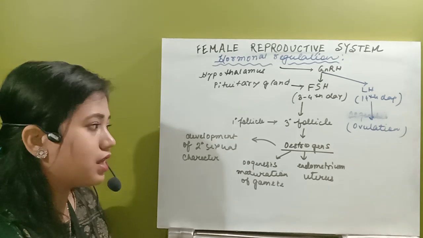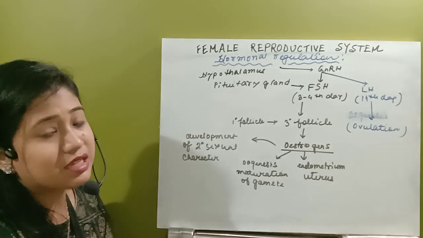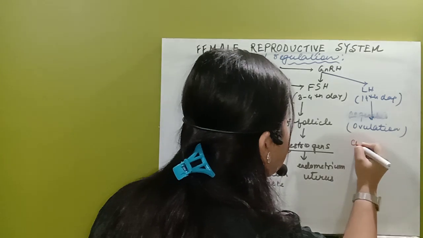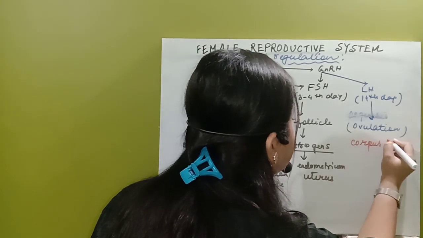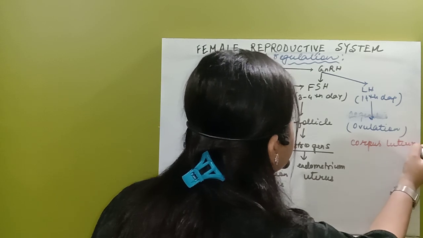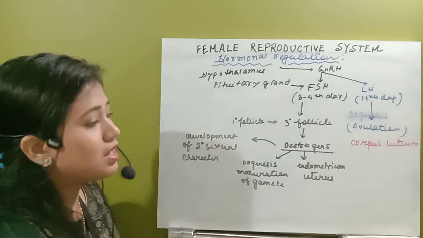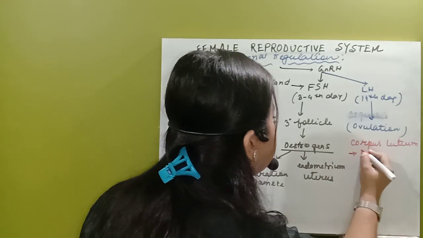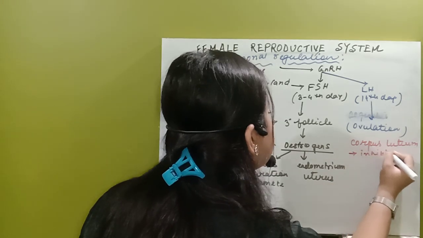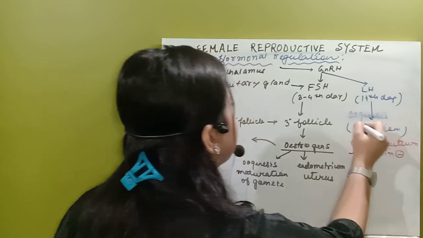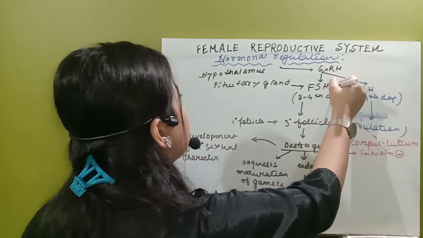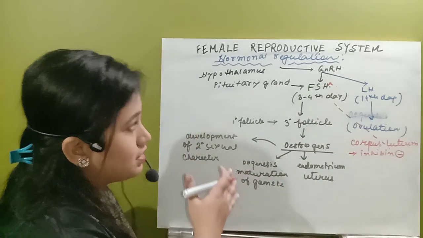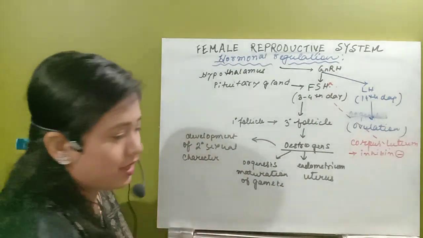After the 14th day, what happens inside the ovary? We have another structure that is known as the corpus luteum. So this corpus luteum will release hormones. Actually, three hormones will be released. The first is inhibin. This inhibin will give negative feedback to the hypothalamus and the pituitary gland, so as not to release FSH.